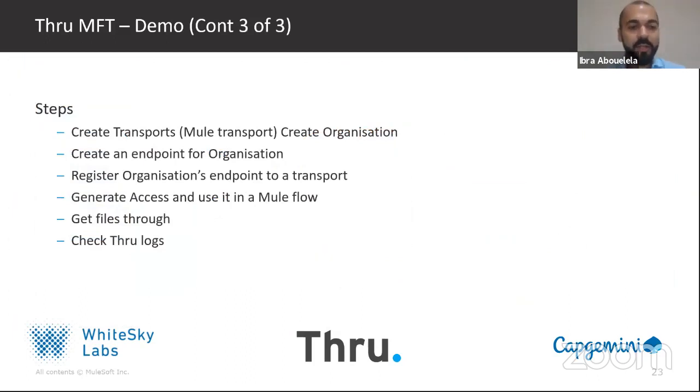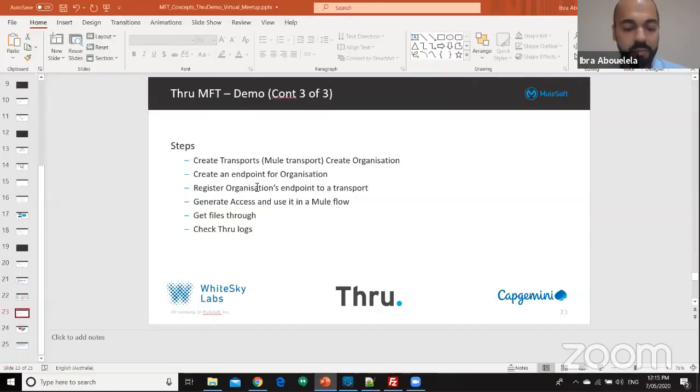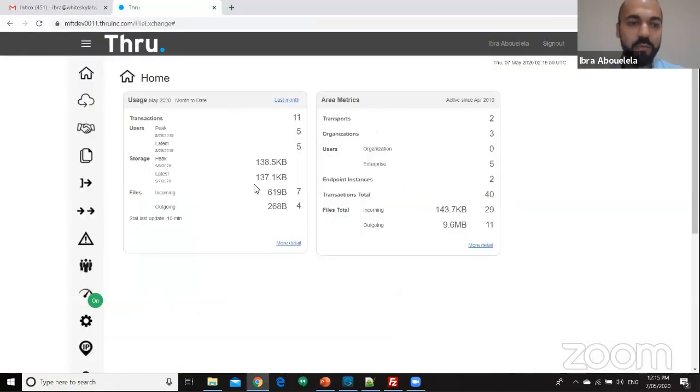So to do that, guys, in the Thru platform, these are the basic steps. We're going to create a transport, create an endpoint, create an organization, and then create an endpoint for this organization, register the organization to the transport, and then generate access and get the files going. I'm going to exit full screen and go to the actual platform.